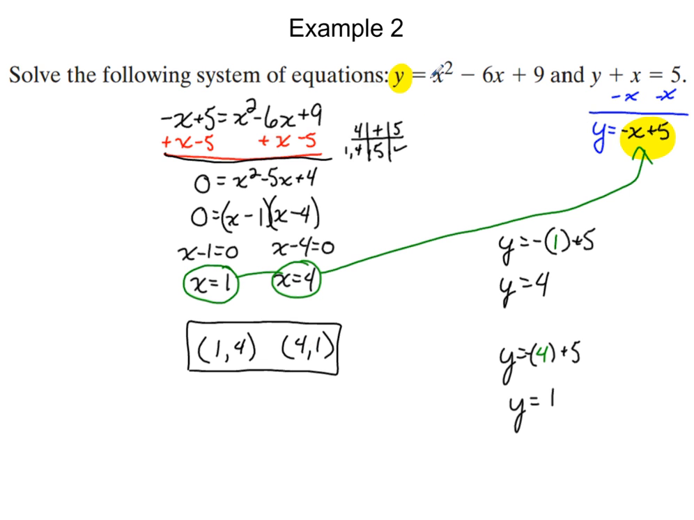And then if I plug this in for this one, 4 squared is 16. 6 times 4 is 24. So 16 minus 24 is -8. -8 plus 9 is 1. So both of those points work when I plug them in.